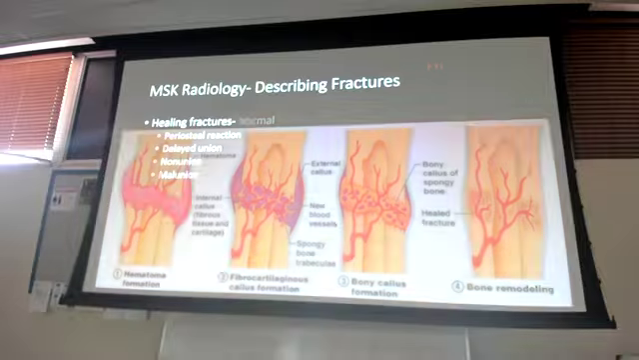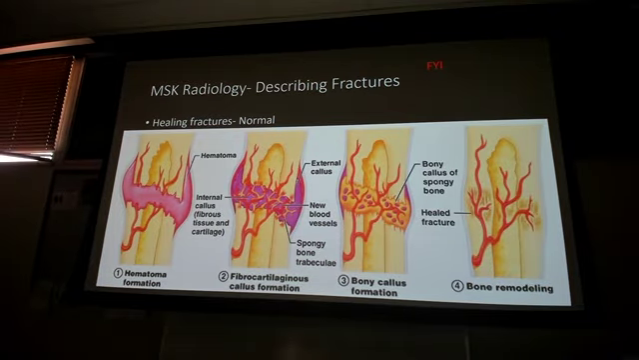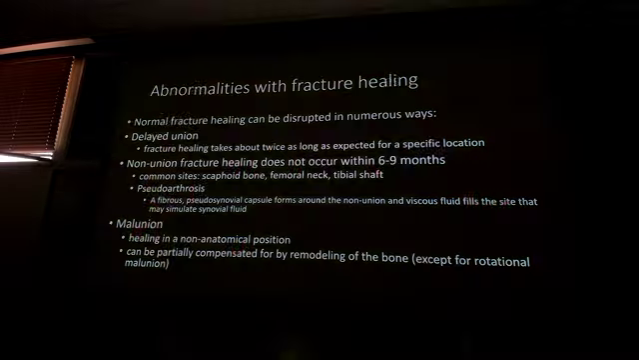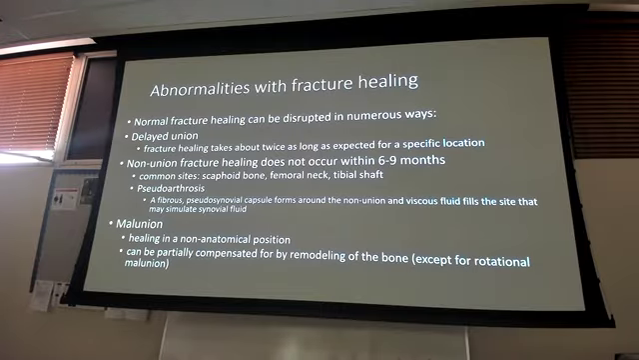Alright, let's jump through some healing definitions. Mostly definitions for this. This is the healing process, FYI, you learned this in AUP, therefore you again. Okay. Delayed union. Fractures that take twice as long as expected for a specific location. Every location is a little bit different. You will learn more of that in ortho, but about twice as long as suspected. Your non-union is any fracture healing that has not occurred in 6 to 9 months.